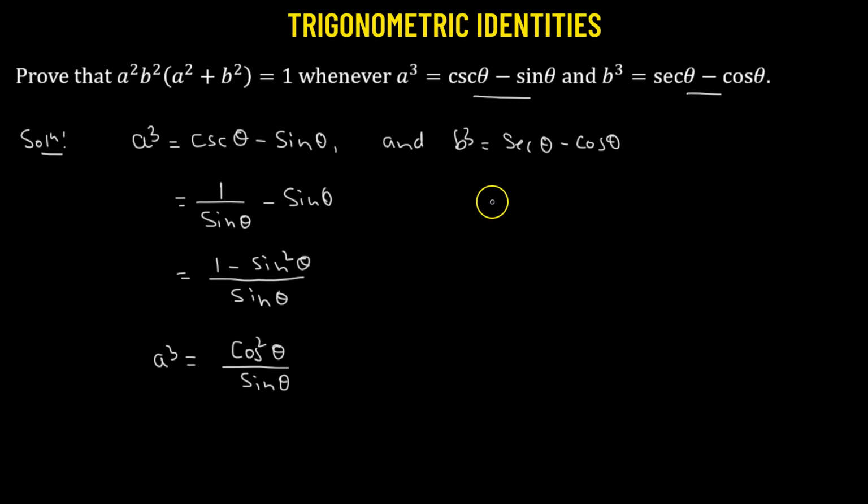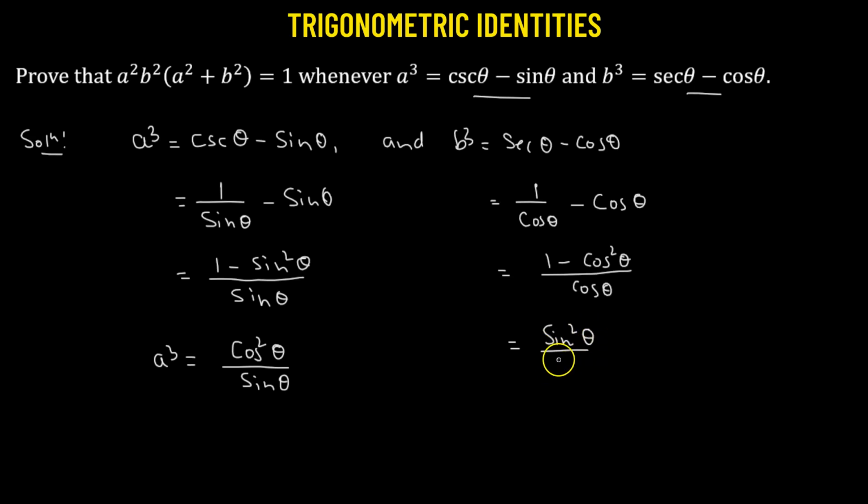Now coming to b cube. b cube is secant theta minus cosine theta. We know that secant theta is the reciprocal of the cosine function, so 1 over cosine theta minus cosine theta. Combining them, we get 1 minus cosine squared theta divided by cosine theta. The 1 minus cosine squared theta is sine squared theta. So we have sine squared theta divided by cosine theta, which is the value of b cube.